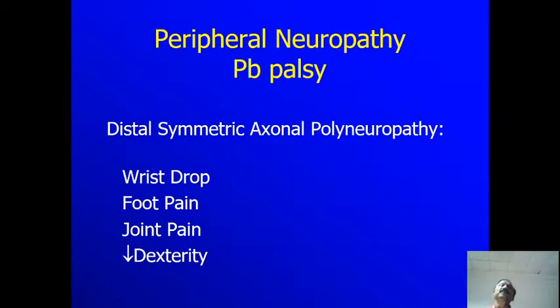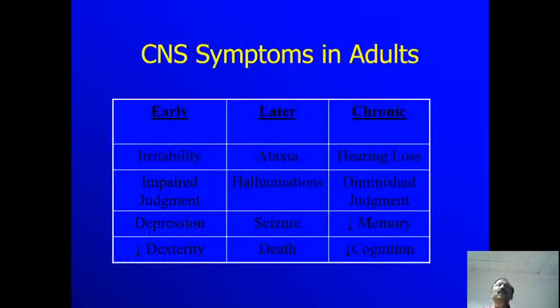A peripheral neuropathy which is there, distal symmetric axonal polyneuropathy, that is the correct terminology which we can use. These involve wrist drop, foot pain, joint pain, and decreased dexterity. Also, the other symptoms of central nervous system problems in adults are irritability, impaired judgment, depression, ataxia, hallucinations, seizures, hearing loss, a decrease in memory, and decreased cognition. So a large portion of the problems are related to the central nervous system.